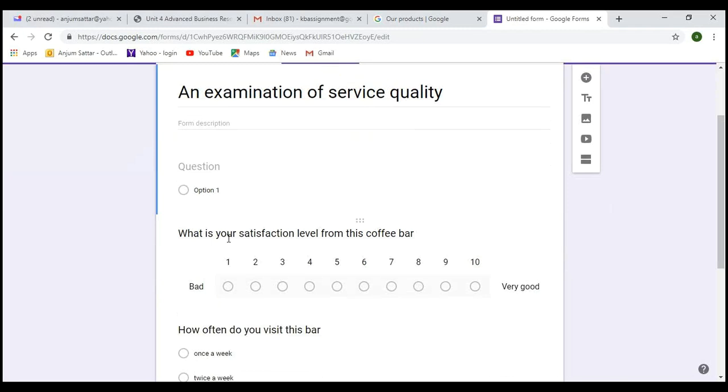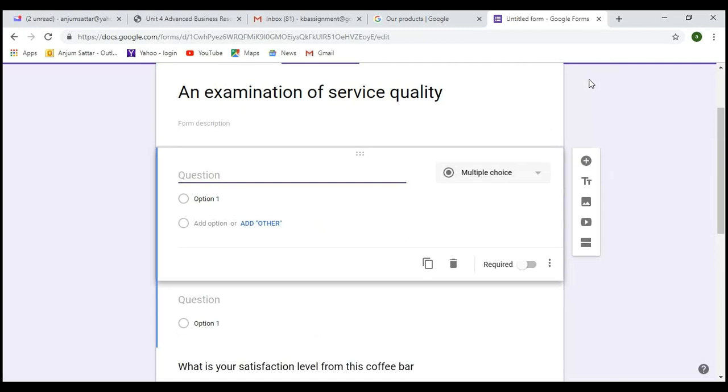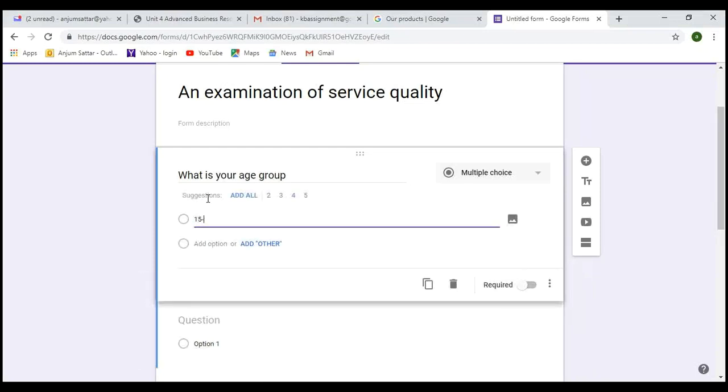You can prepare a question like, what is your satisfaction level of coffee? So this is your plus sign. You can add as many questions as you want. Then I set it so that one is bad and 10 is good. If I want one more question, I click here and write, suppose, what is your age group, or which age group do you belong to? I'll say 15 to 20.